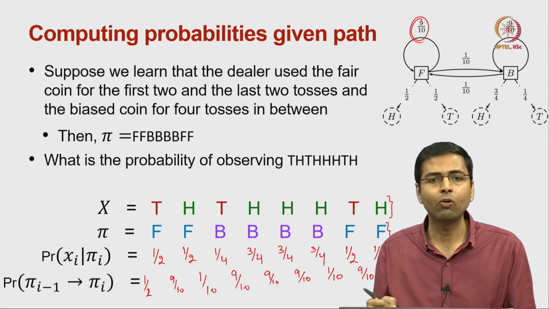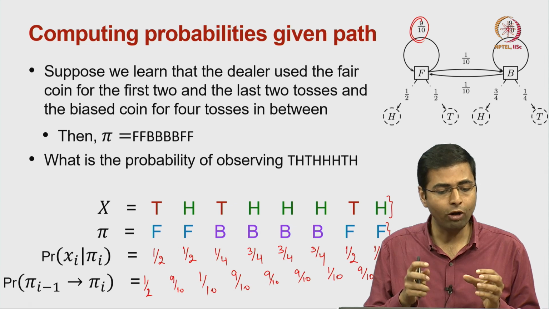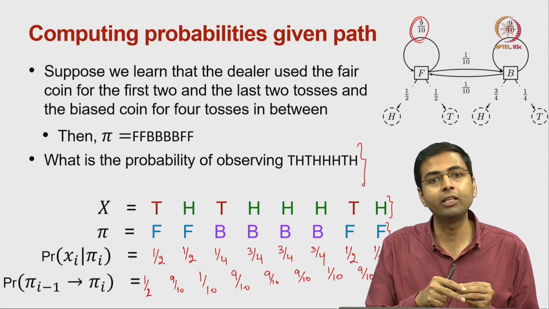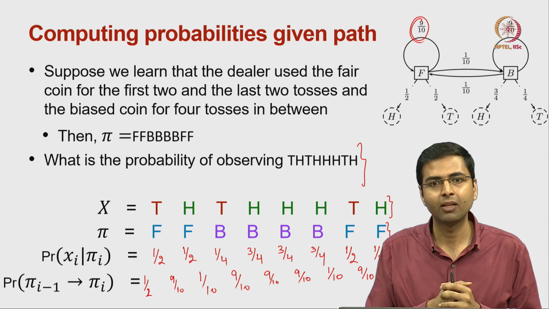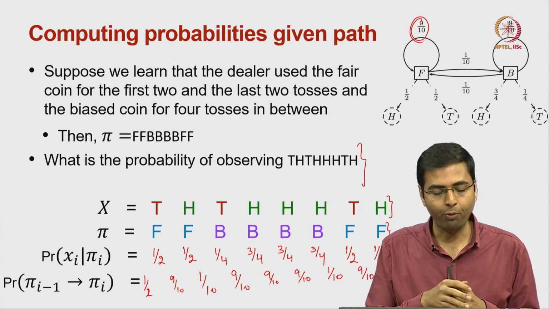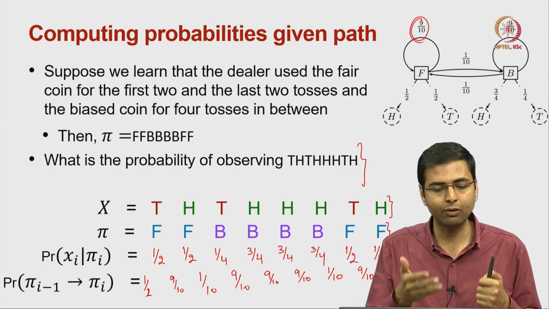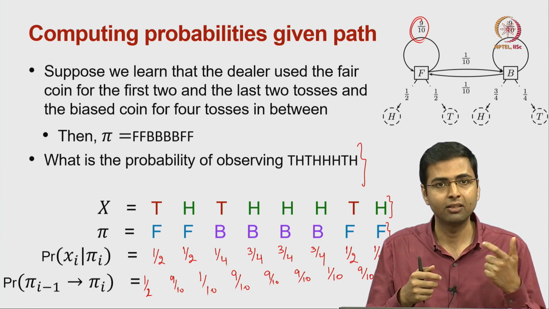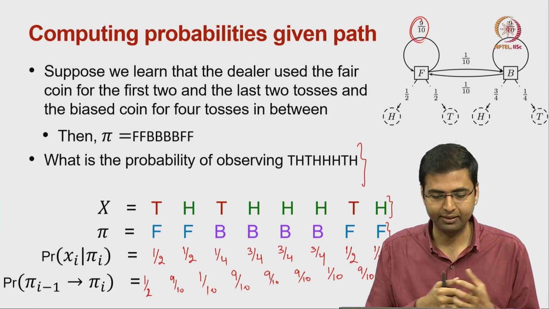This is how all the probability values look, and now all we have to do to answer our question is to take the product of all these probabilities. Once you have taken the product of all these probabilities, we will have the probability of the observed sequence given our knowledge of the state sequence.